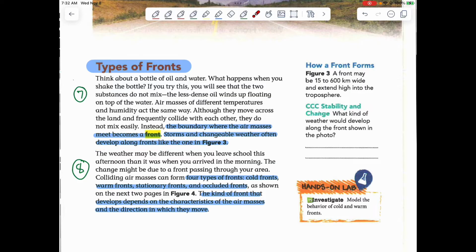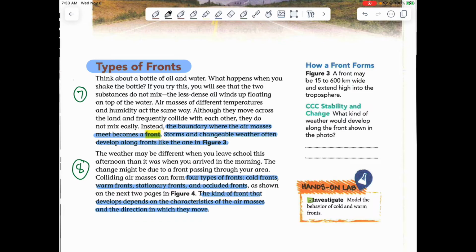And now down in paragraph 8, it's actually telling me the different types of fronts. Again, there's 4. We have 4 types of fronts. We have cold fronts, warm fronts, stationary fronts, and occluded fronts. And then my last sentence, if you've noticed a trend here, a lot of our last sentences are really important. The kind of front that develops depends on the characteristics of the air masses and the direction in which they move.